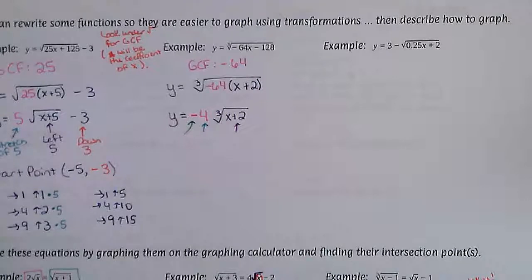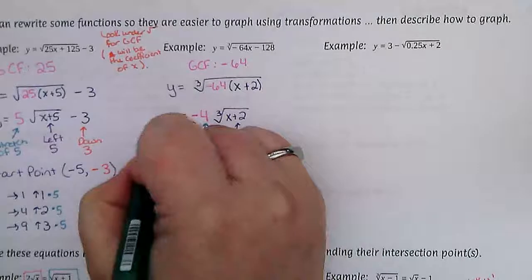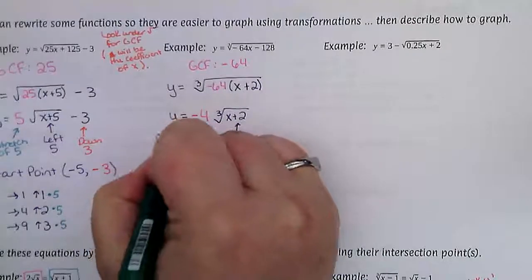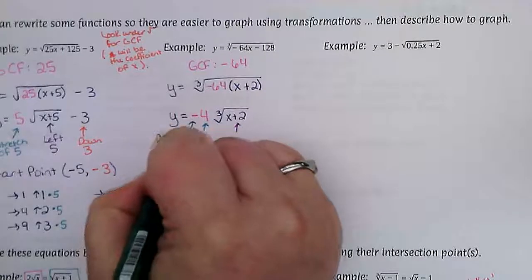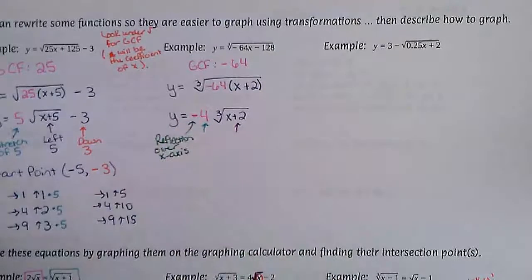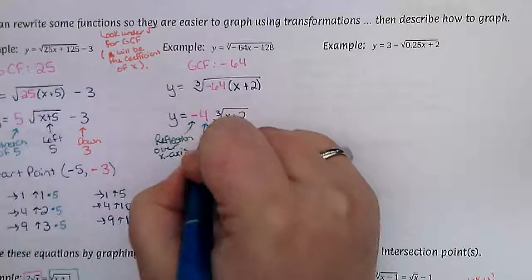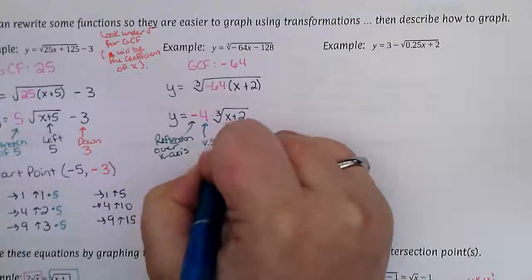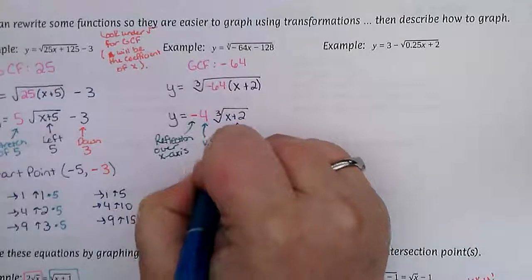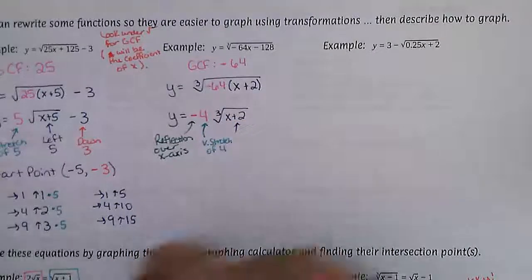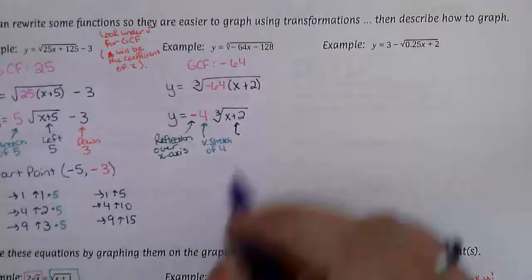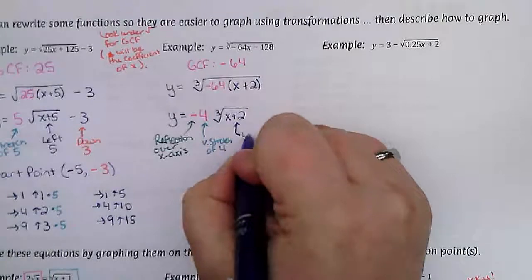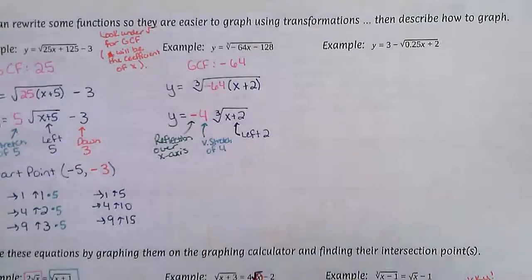Hopefully you see that we have a negative here, gives us a reflection. So this is a reflection over the x-axis. This negative 4 is a vertical stretch of 4 because it's bigger than 1. And this 2, being inside, is going to go right or left. It's positive, so it's going to go left 2.